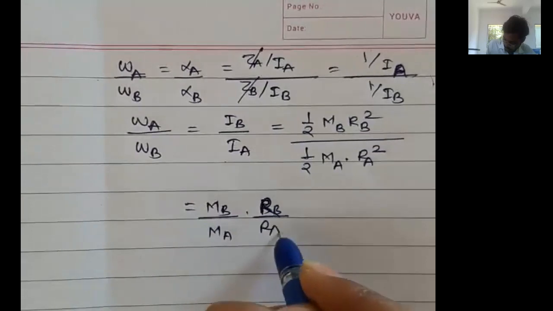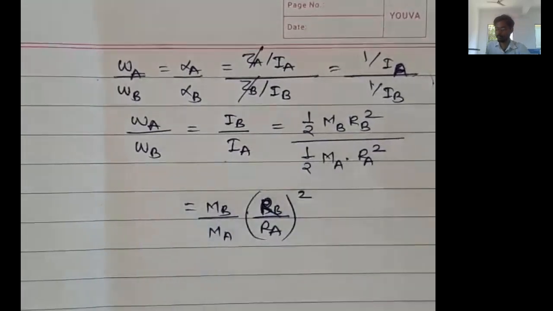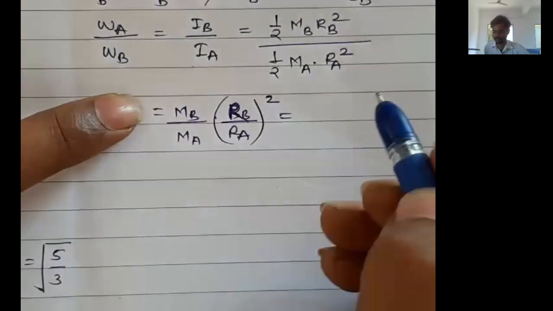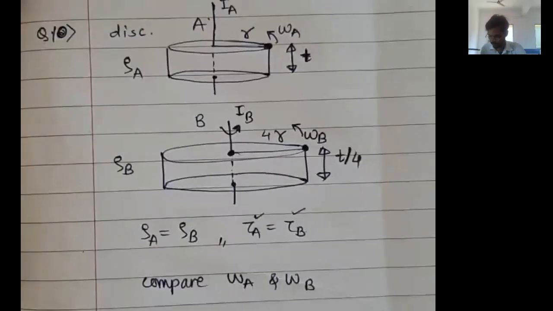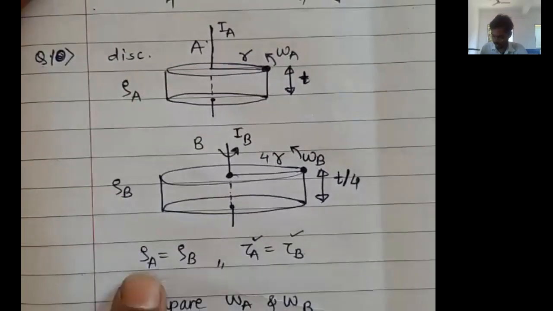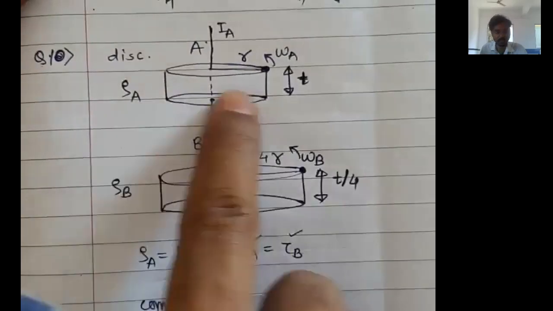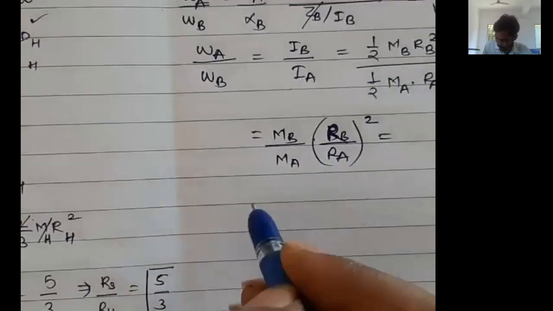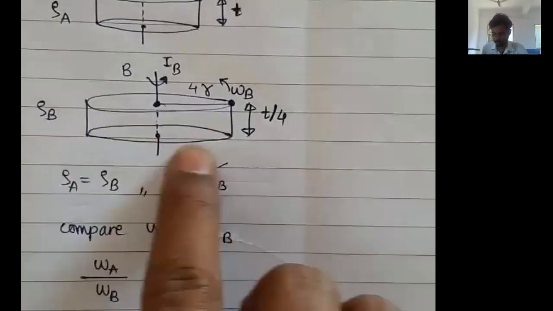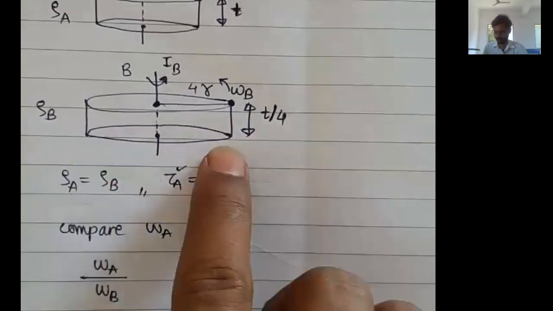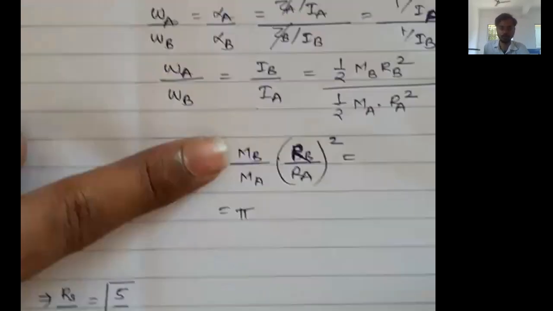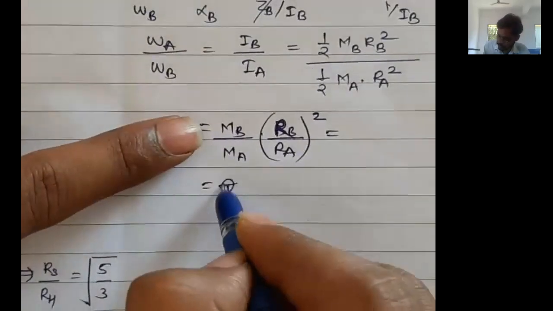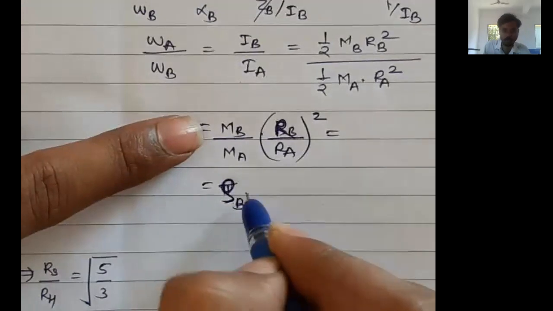Mass data is not given, but density and volume data is given. We are given equal densities, and volume can be found by area of base into height. So volume of the second disk is area of base. What is area of base? pi into RB square, radius of the second disk. Mass is equal to density into volume, so let us write first density of B into volume of B.